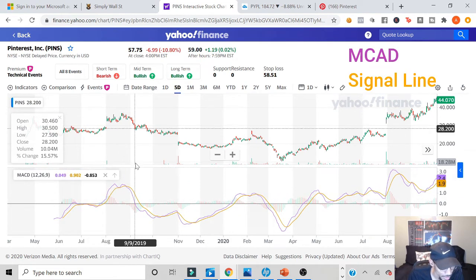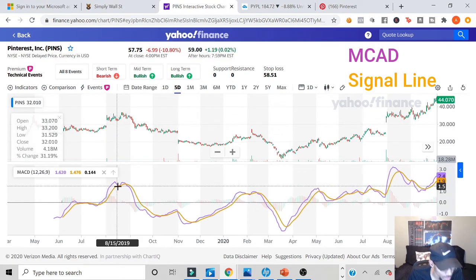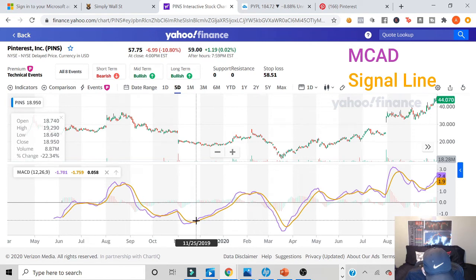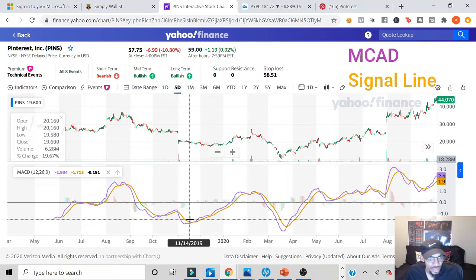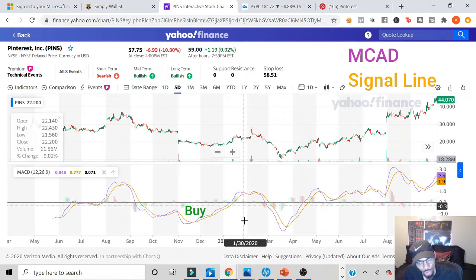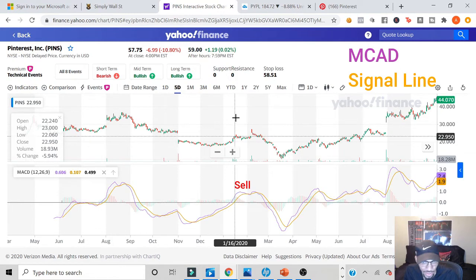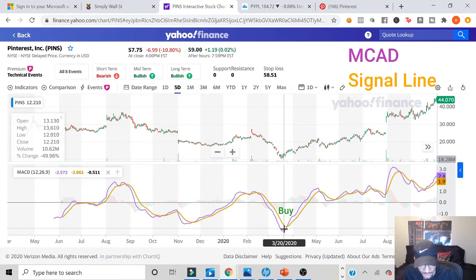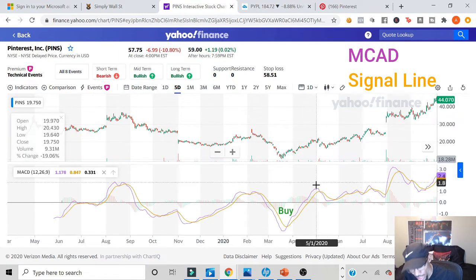By the way, the MACD is the purple, the signal is the gold. So remember when we said that when the MACD crosses above the signal line, this would have been a buy indication, right? But then when the MACD crosses below the signal line right here, this will give us a signal to sell. Up here, when the MACD goes above the signal line, this would be a good indication to buy.